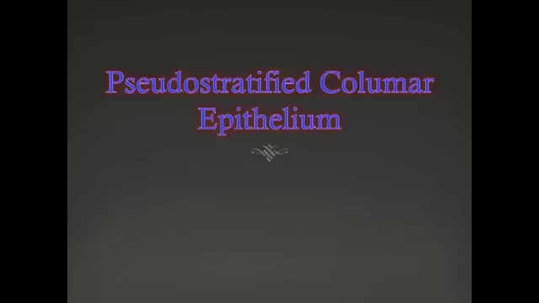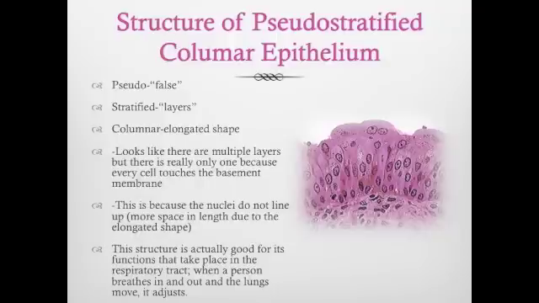Pseudostratified columnar epithelium has a special arrangement. Don't be confused by its name, because it's not stratified. It's really simple. If you break up the word pseudostratified, pseudo means false in Latin and stratified means layers in Latin. So pseudostratified really means false layers. It would make more sense if I explain the structure.